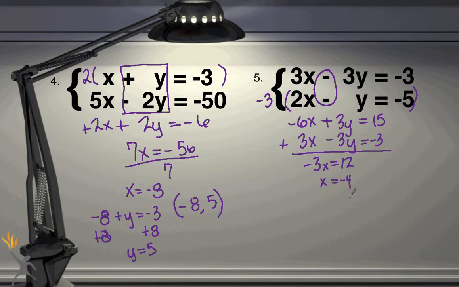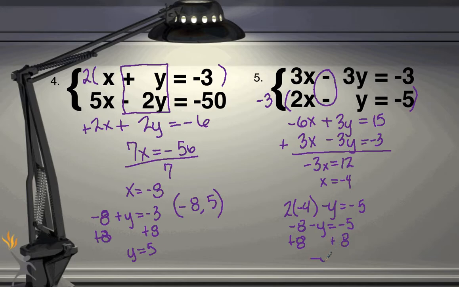With x equal to negative 4, I'm going to plug it back into either equation. I'm going to choose the second equation this time. So 2 times negative 4 minus y equals negative 5. So I multiply, I get negative 8 minus y equals negative 5. Add 8 to both sides.